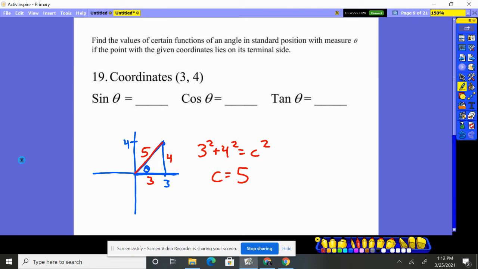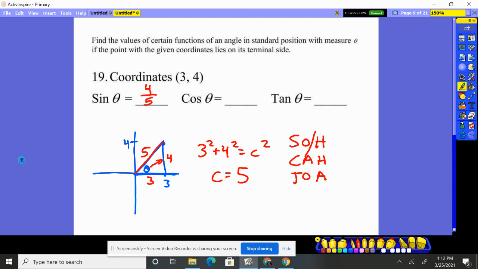It just wants you to say sine of theta is what? Well, remember, some old hippie caught another hippie tripping on acid. Sine is opposite divided by hypotenuse. So if we look here, where's opposite? Opposite is 4, hypotenuse is 5. So it's 4 over 5.